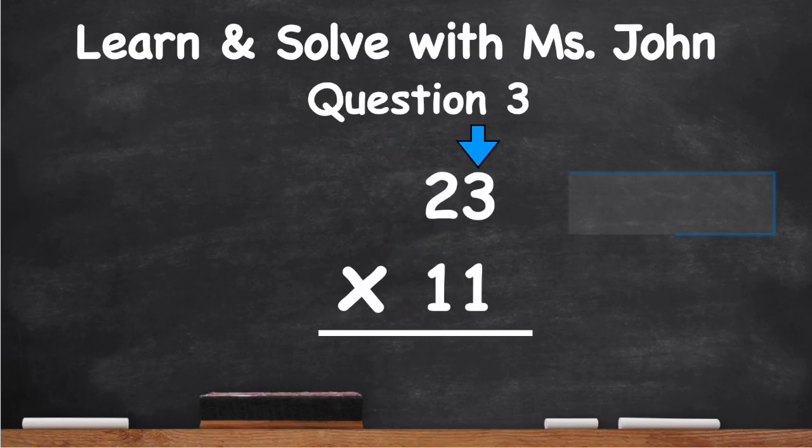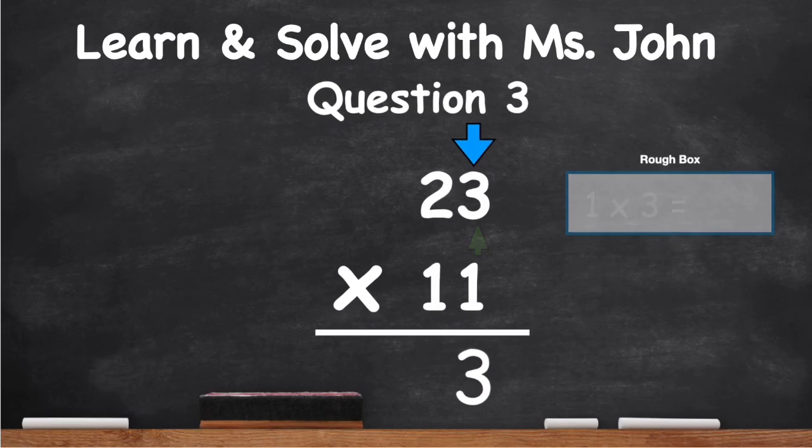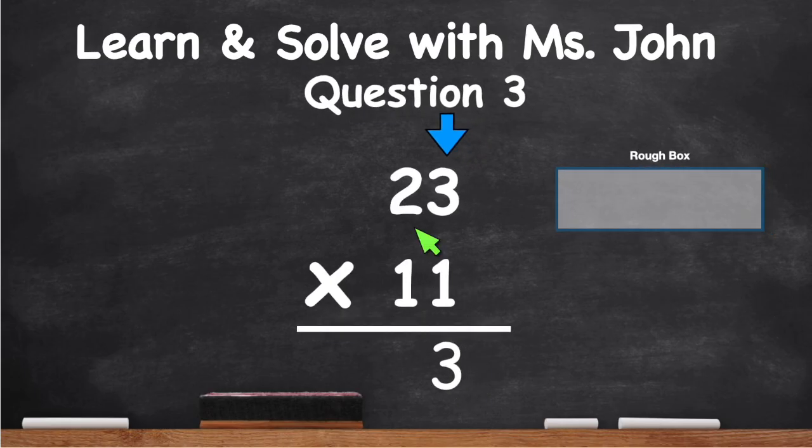Let's begin. So let's first draw a rough box, and in this rough box we're going to do 1 times 3. So let's write 1 times 3. 1 times 3 equals 3. So now let's bring that 3 down to the answer section of the ones column. Now we're going to do 1 times 2. In the rough box, we're going to write 1 times 2. 1 times 2 equals 2. So now we're going to bring 2 down to the answer section of the tens column.